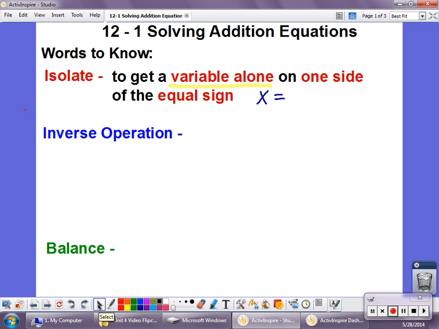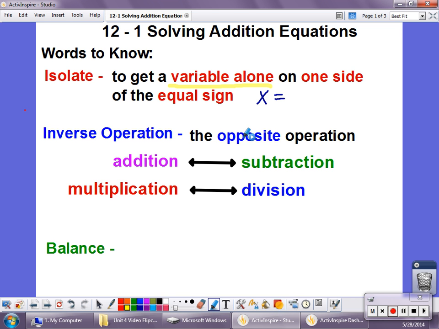The next thing that you need to keep in mind is an inverse operation. An inverse operation is the opposite operation. And every time you solve an equation, you're going to use the inverse operation to do so. So if you have an addition problem, you're going to use subtraction to solve it. And if you have a subtraction equation, you'll use addition to solve it. If you have a multiplication equation, you use division to solve it. And if you have a division equation, you use multiplication. So whatever operation the problem has, you're going to do the opposite operation to solve it.